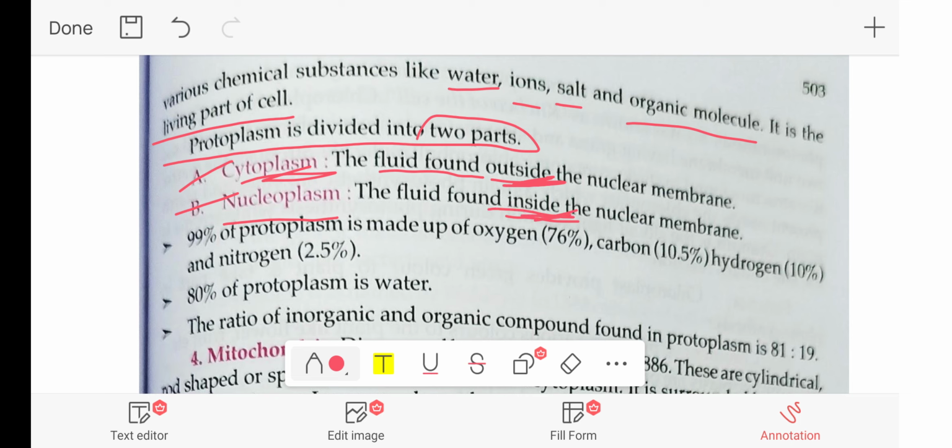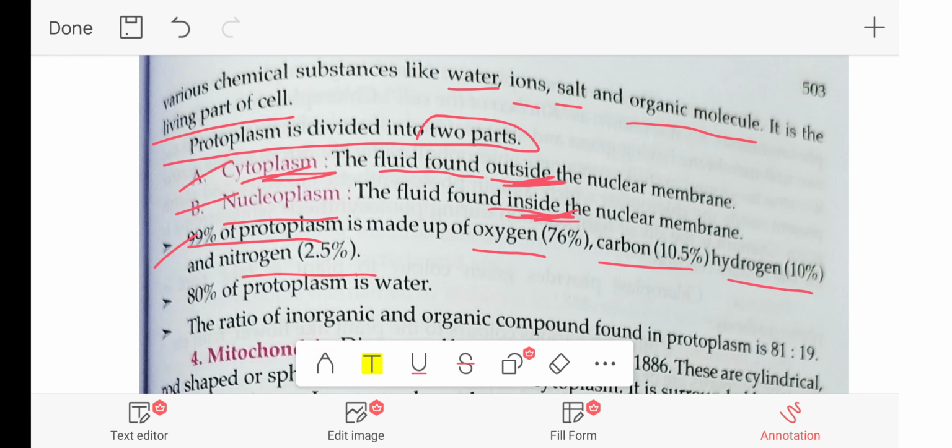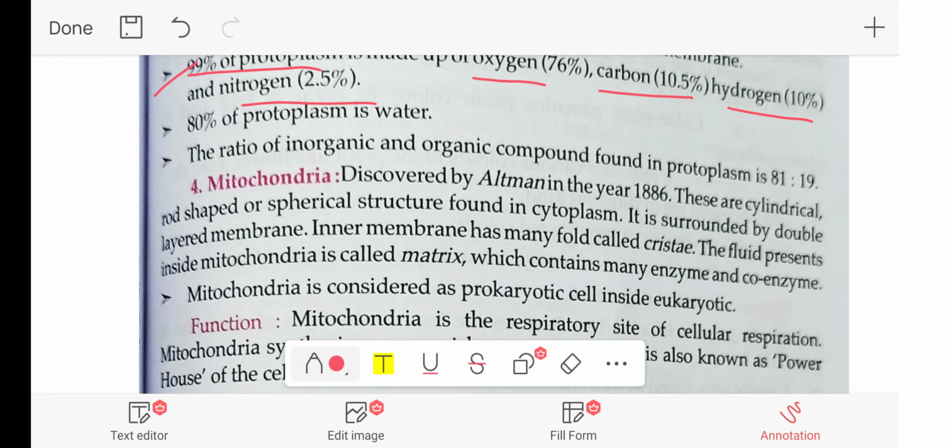Next point, 99% of protoplasm is made up of oxygen, that is 76%, carbon 10.5%, hydrogen 10%, and nitrogen 2.5%. 80% of protoplasm is water. The ratio of inorganic and organic compounds found in protoplasm is 81:19.